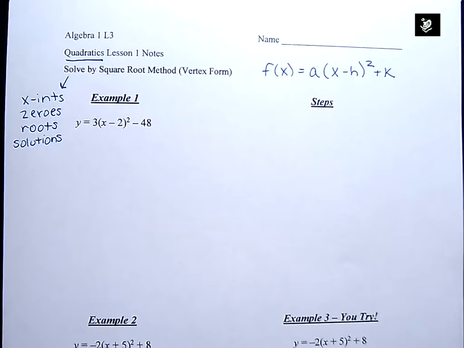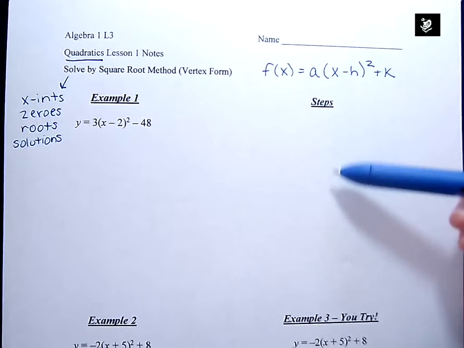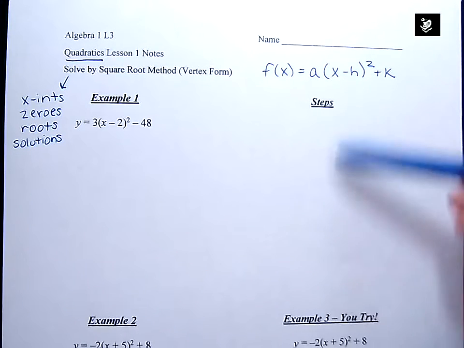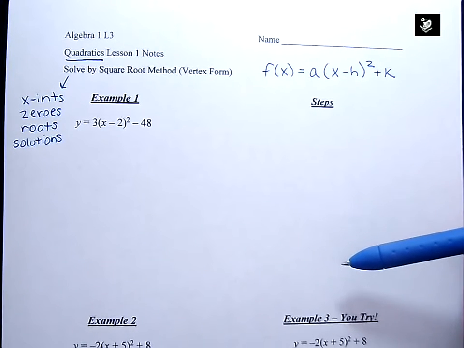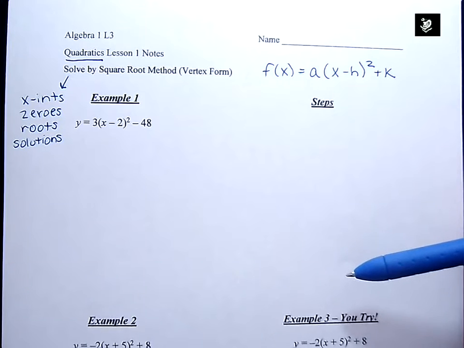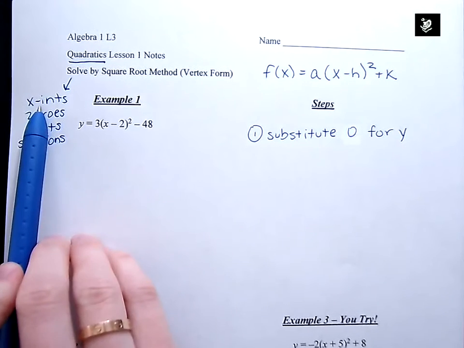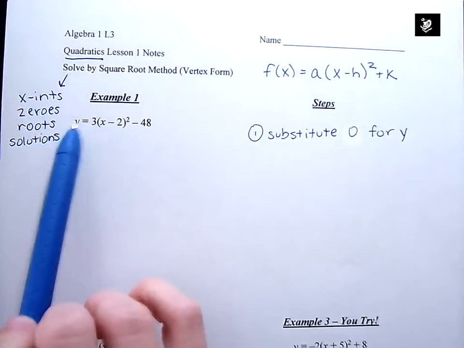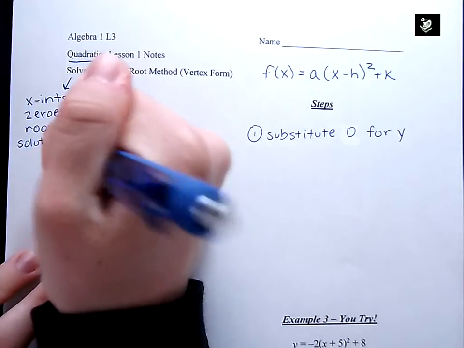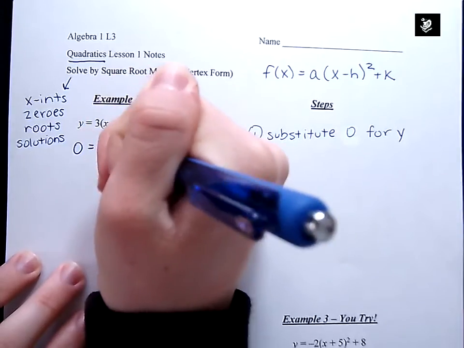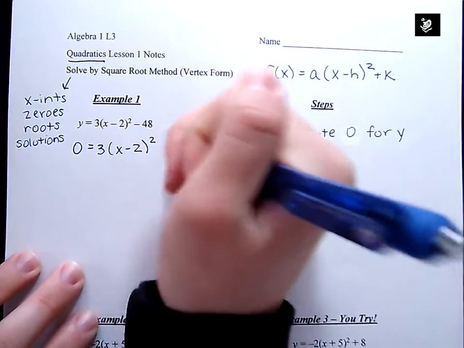So I'm going to go through the first example, and I'm going to write the steps on the side. And then you can follow these steps every time you solve a quadratic equation in vertex form. So the first thing we need to do is substitute y with 0. The reason is that whenever we're solving for an x-intercept, we plug in 0 for the opposite variable, the y. So I'm going to replace y with 0 and rewrite the whole equation.